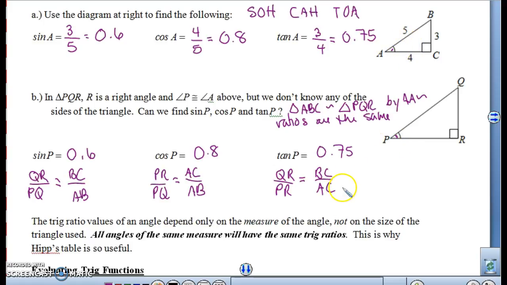Because these triangles are similar, if you have a congruent angle right here, you can use the same sine, cosine, or tangent ratio for the same angles because the triangles are similar. So the trig ratio values of an angle depend only on the measure of the angle, not on the size of the triangle used. So even though this is a different size triangle, the ratio of the sides will be the same. All angles the same measure will have the same trig ratio. So that's why this table is so useful.